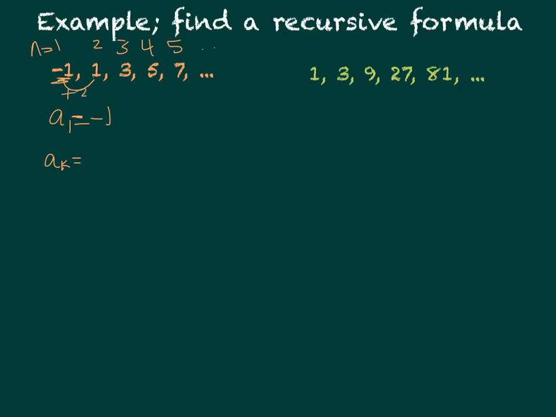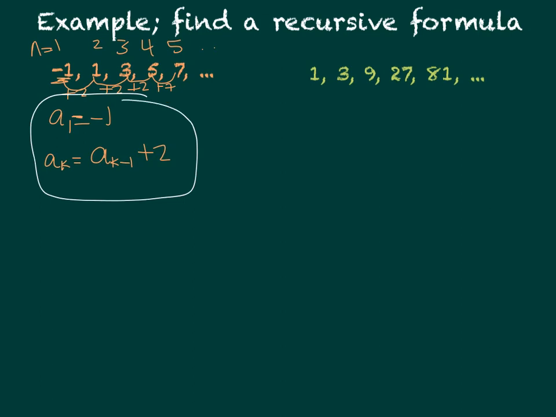Make sure that it works for the next one. 1 plus 2 is 3. Plus 2 is 5. Plus 2 is 7. So it looks like just adding 2 to the previous term will work. So all I have to do is write my a sub k is going to be equal to my previous term, which is a sub k minus 1, and then I just add 2. So that is my recursive formula.